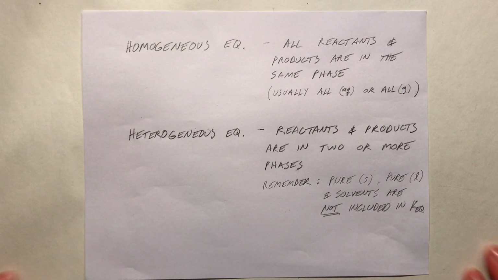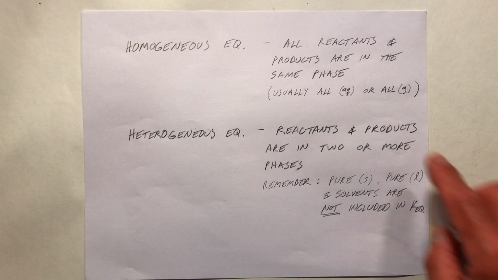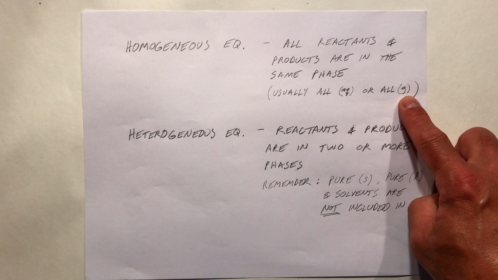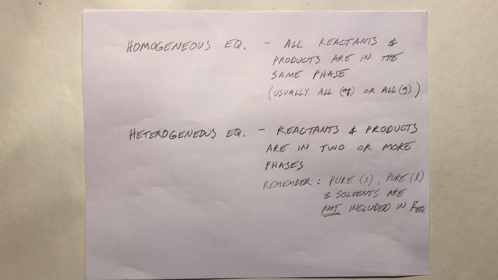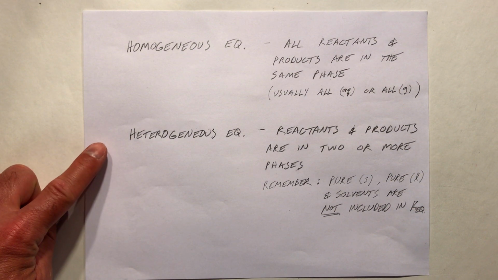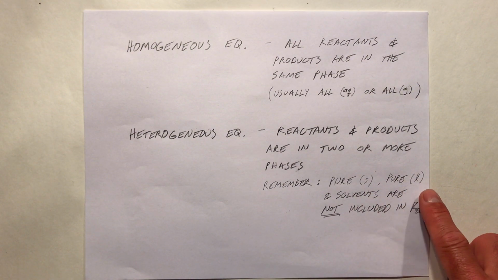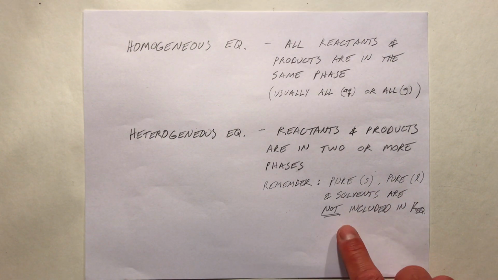A homogeneous equilibrium is one where all reactants and products are in the same phase. Usually we see that all of the chemicals in the reaction are aqueous or all of the chemicals in the reaction are gas. A heterogeneous equilibrium is one where reactants and products are in two or more phases. Remember that pure solids, pure liquids, and solvents are not included in the KEQ expression.